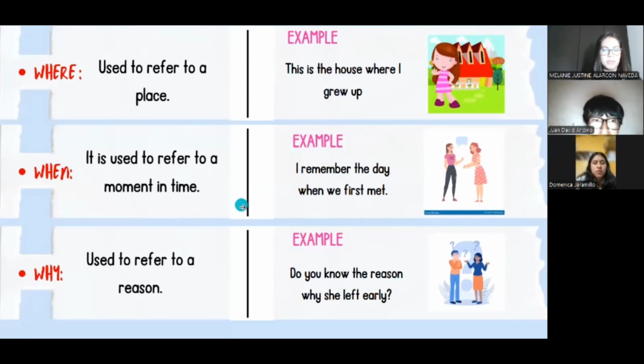When is used to refer to a moment in time. Example: I remember the day when we first met. Why is used to refer to a reason. Example: do you know the reason why she left early?